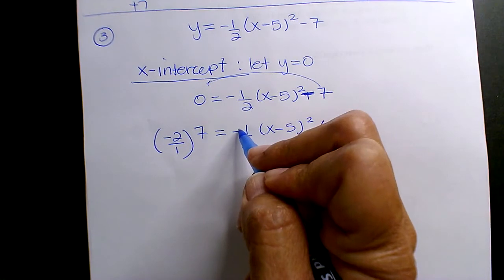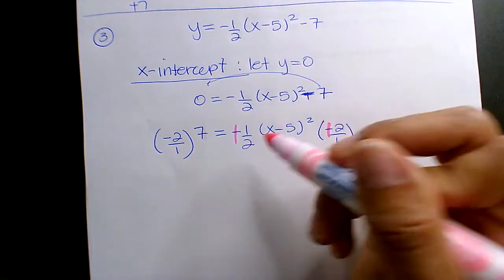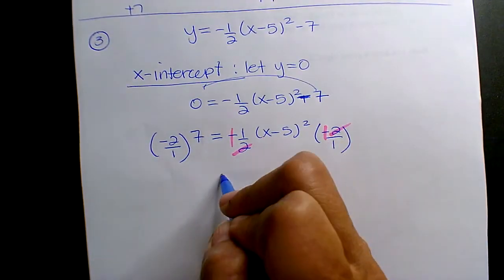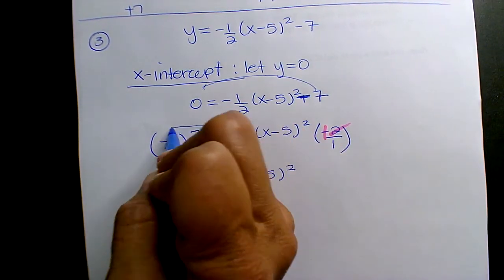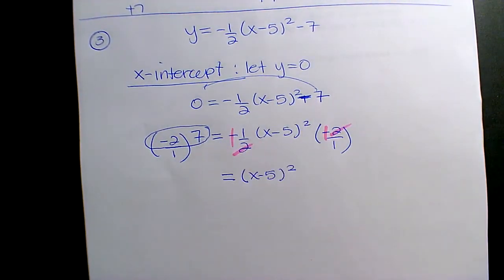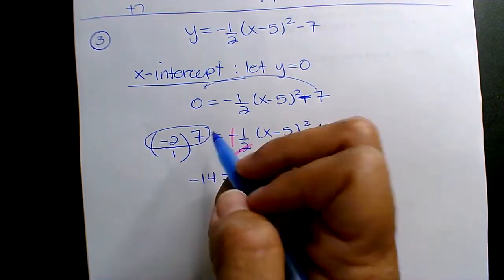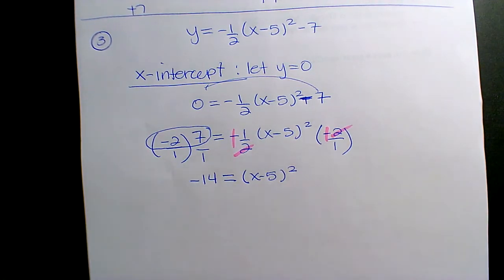All right, so negative times negative is a positive. 2, 2, 1, 1, right? Okay, so I'm left with quantity x minus 5 squared. And -2 times 7, because some of you added, is -14, and then 1/1 is just 1, right? Okay, that's what you should have.